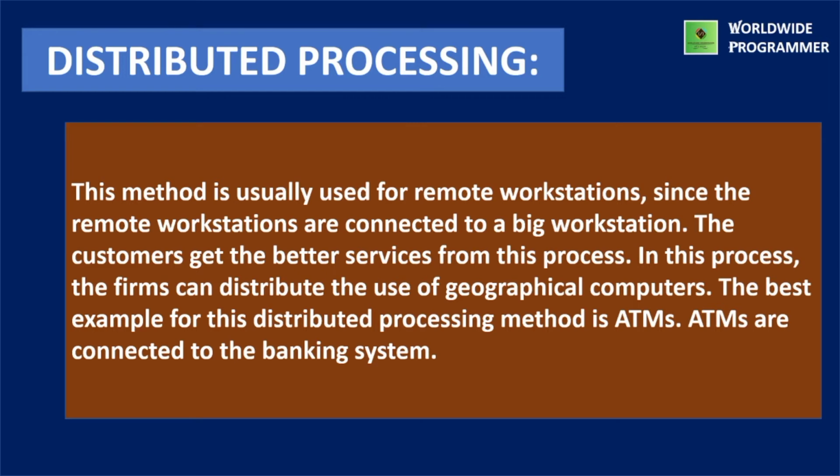Next method is distributed processing. This method is usually used for remote workstations. Since the remote workstations are connected to a big workstation, the customers get better services from this process. In this distributed processing, the firms can distribute the use of geographical computers. The best example for this distributed processing method is ATMs. ATMs are connected to the banking system.